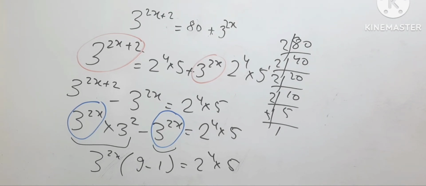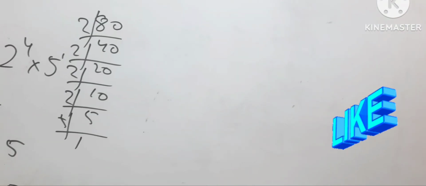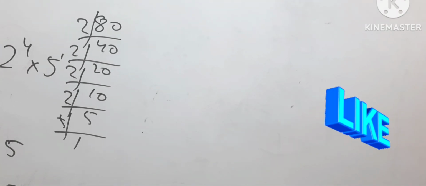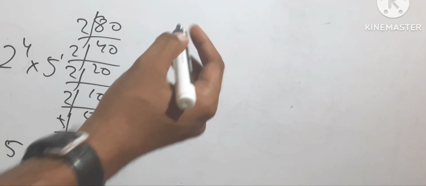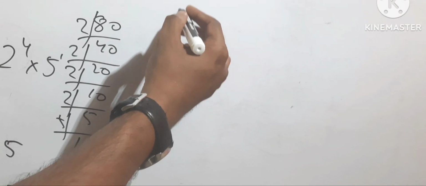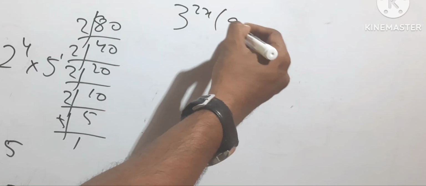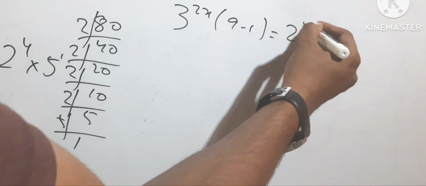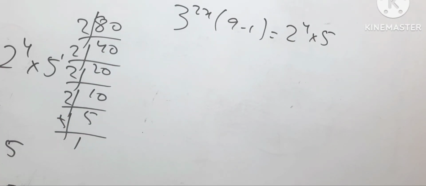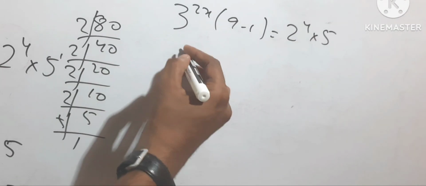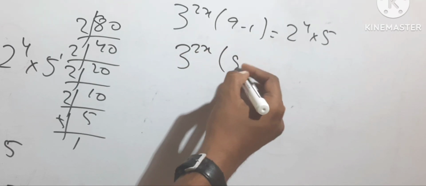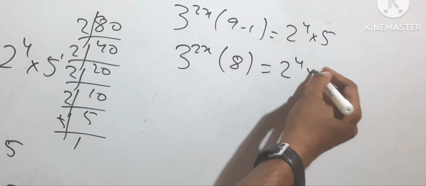After that, there was no space, that's why I am just writing over here. So now we have 3 to the power 2x, 9 minus 1, equal to 2 to the power 4 into 5. This one we are having. Now after that, 3 to the power 2x, we will have 9 minus 1 is 8, equal to 2 to the power 4 into 5.